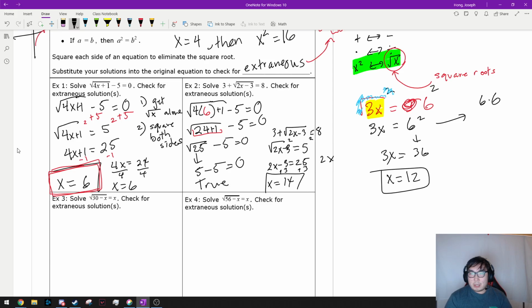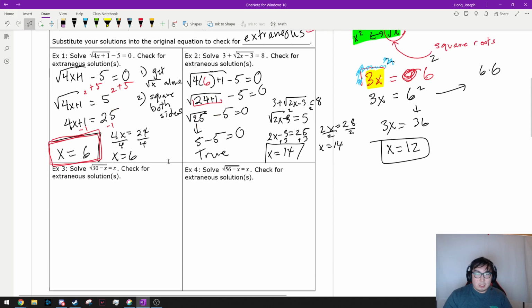I guess I should work it out. X is equal to 28 divided by 2. X equals 14. So nice. X equals 14. Let's try number 3.